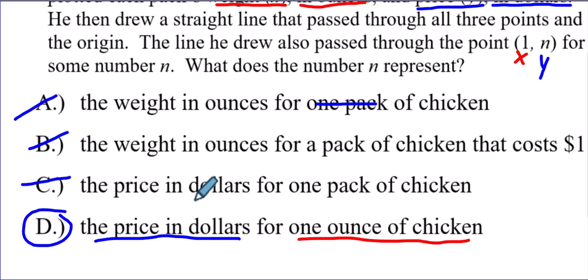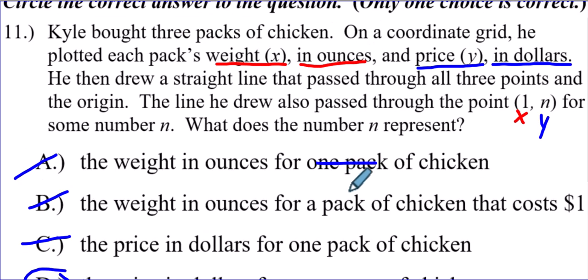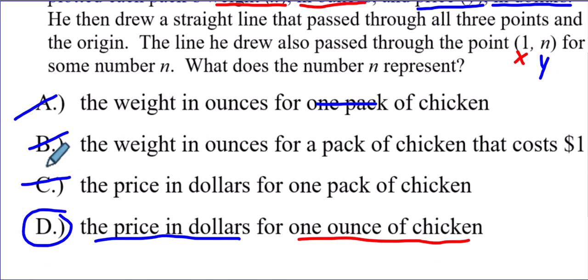So do you see what I did here? I paid attention to the fact that the 1, which is X, has to be 1 ounce, and the unknown N has to be the price in dollars. And that's how I was able to eliminate the choices, by paying attention to those details.